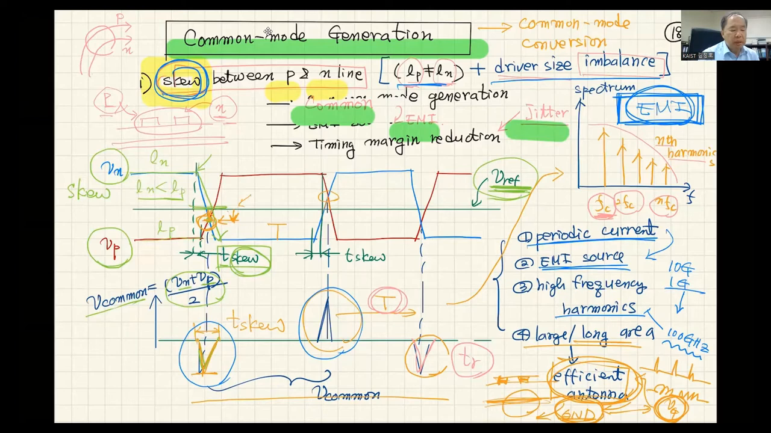So in conclusion of this page, I would like to repeatedly emphasize the problem of common mode, as that is the first message of my class at this moment. The second strong message is that even though you are sending a differential signal, if you unintentionally generate skew, it's going to be a big source of common mode.